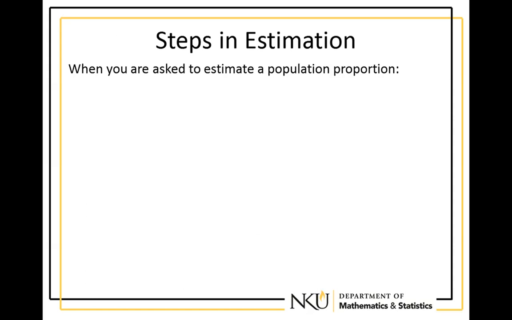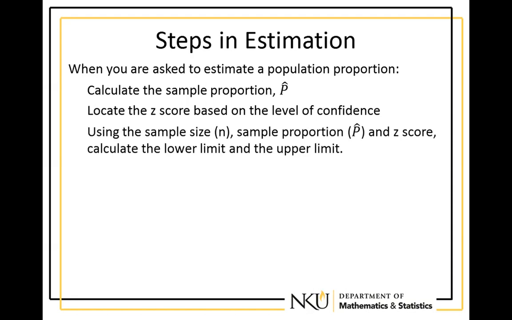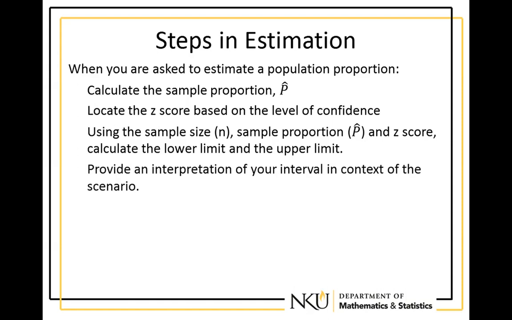So let's review the steps in estimation. When you are asked to estimate a population proportion, calculate the sample proportion, p hat. Locate the z-score based on the level of confidence. Using the sample size, n, the sample proportion, p hat, and the z-score, calculate the lower limit and the upper limit. Be sure to provide an interpretation or a summary of your interval in context of the scenario.